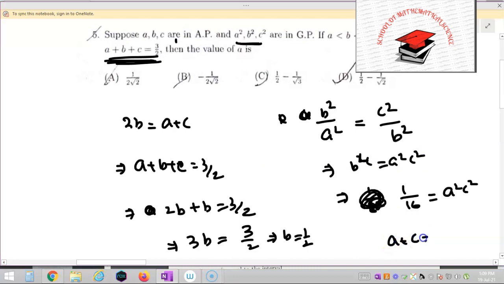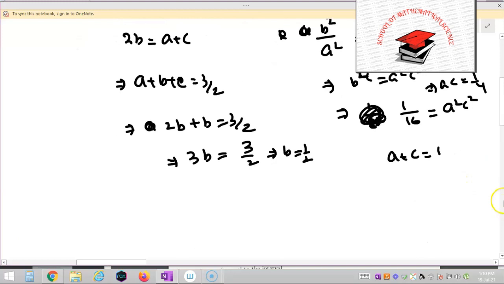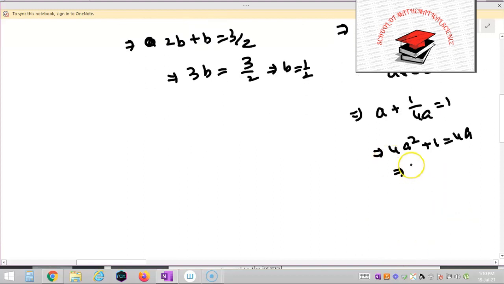And A plus C is equal to 1. Now from this, I am writing AC is equal to 1 by 4, right? So AC is equal to 1 by 4, and hence I can write A plus the value of C, 1 upon 4A, is equal to 1. So 4A square plus 1 is equal to 4A. So 4A square minus 4A plus 1 is equal to 0. So this is nothing but 2A minus 1 whole square is equal to 0.